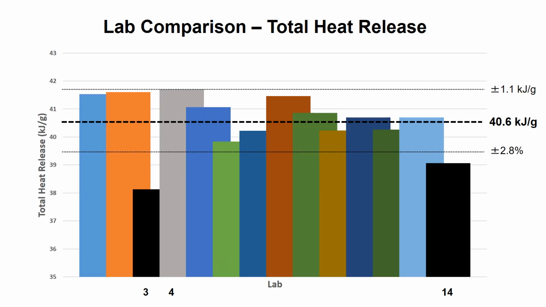This next graph compares the total heat release measured, which produced an average of 40.6 kilojoules per gram and a standard deviation of 1.1 kilojoules per gram, or 2.8%, which is pretty good. There are 2 labs that were considerably lower than the rest. This is probably due to a bad flow meter or oxygen sensor calibration.